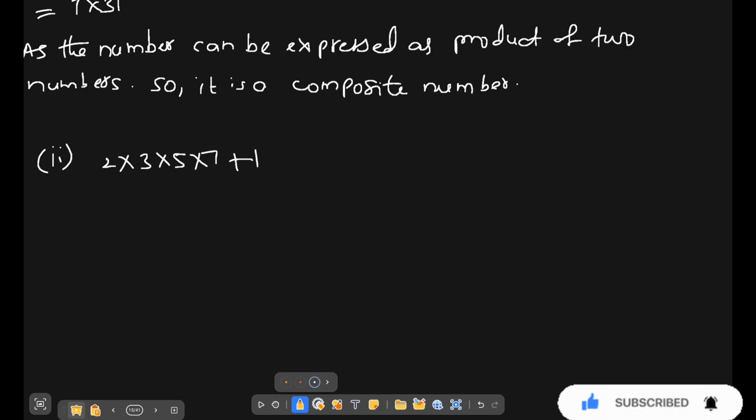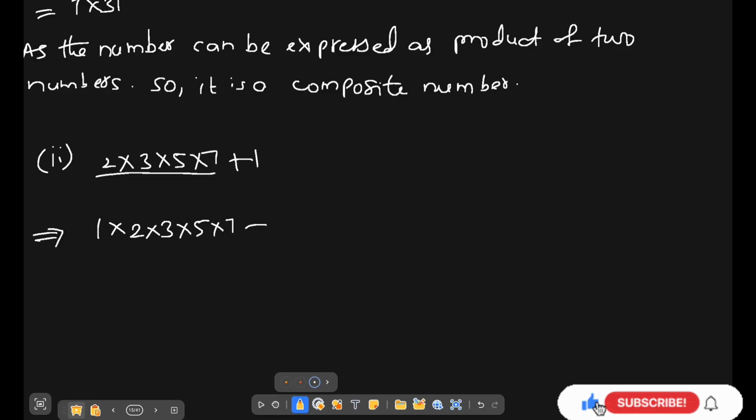So here this can be written as 1 into 2 into 3 into 5 into 7 plus 1. Here for both these terms nothing is common except 1. If you take 1 also common, you will get the same result after multiplying.